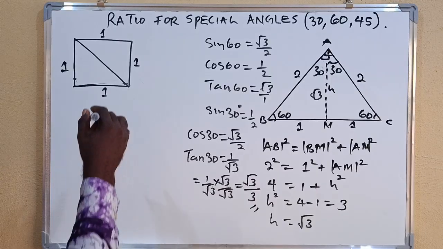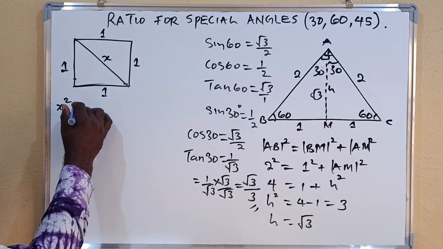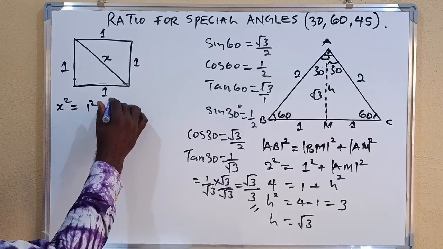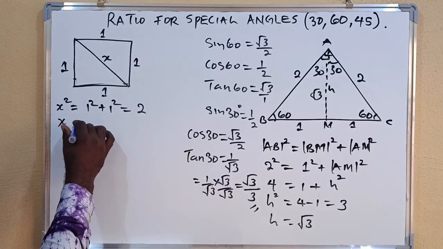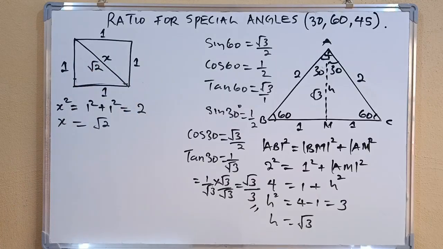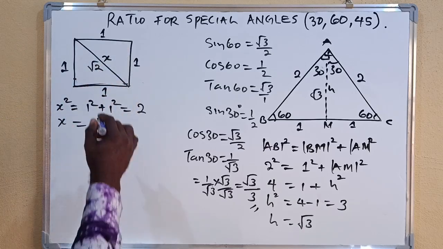Okay, so my diagonal is going to be x. So how do I get my x? My x square is simply 1 square plus 1 square, which is 2. So my x will be simply root of 2. So this diagonal will be root 2. Take note, here is 90, 90, 90. So each of these places will be 45.